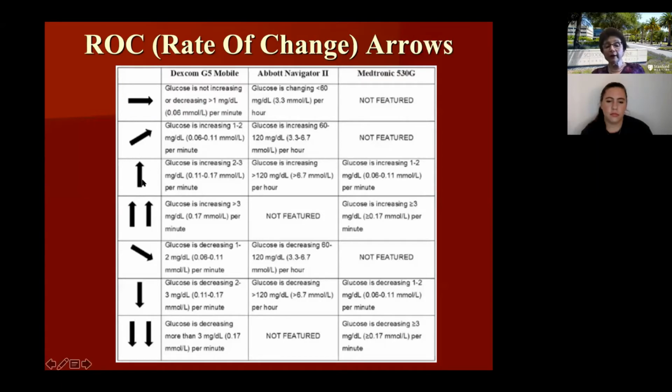For 1 arrow going up, it's about 2 to 3 milligrams per deciliter per minute. So again, if your blood sugar is 120 and you're going up 2 to 3 milligrams per deciliter per minute, you're expecting that your blood sugar within 30 minutes would be at least 120 plus 60. So you're already trending to 180 to begin with. With 2 arrows up, it's over 3 milligrams per deciliter per minute, and there's a similar change when the arrows are going down. So again, 1 to 2, 2 to 3, and over 3 milligrams per deciliter per minute.